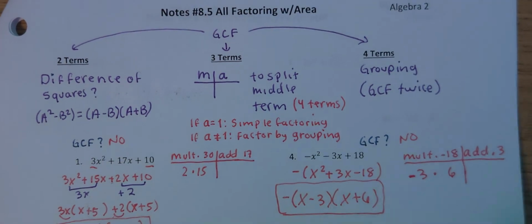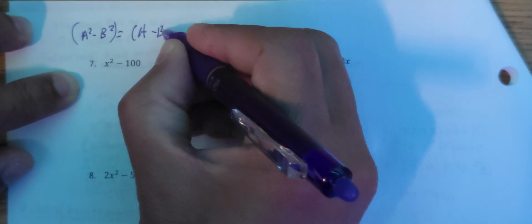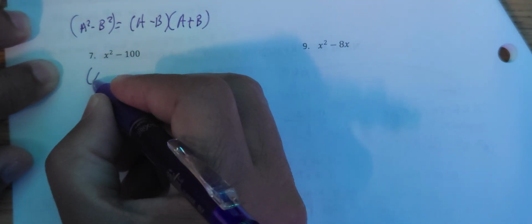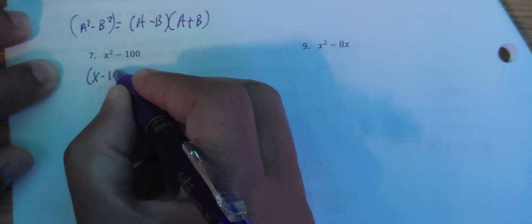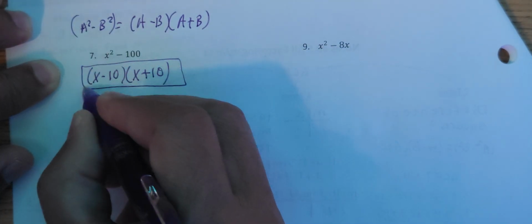All right, so let's do the second page of lesson 8.5, factoring with area. So notice this is two terms. Example number 7 is two terms, and x squared is a square and 100 is a perfect square. So then we can use the following formula, which is a squared minus b squared equals a minus b times a plus b, difference of squares. So then this is x minus the square root of 100, which is 10, so x minus 10 and x plus 10. Okay, so this is factored completely.